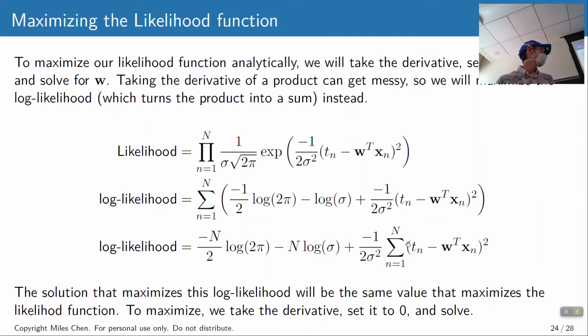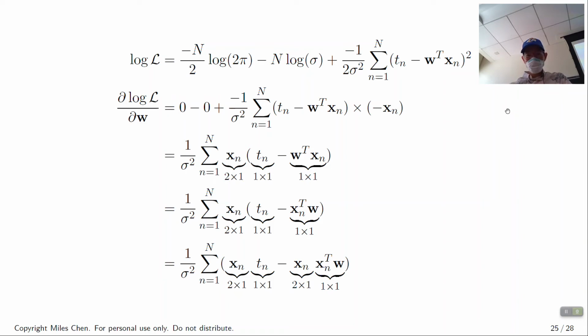And so now we want to figure out the values of w that are going to maximize this entire thing. We're going to find the values of w that maximize this, and we're going to take the derivative, set it equal to 0, and solve.